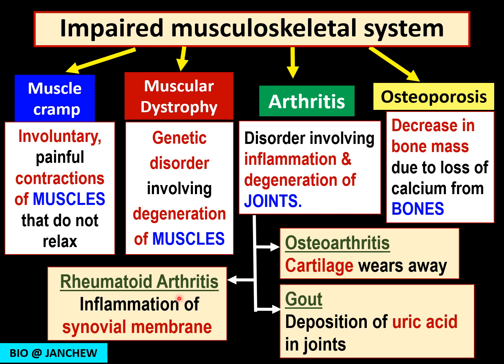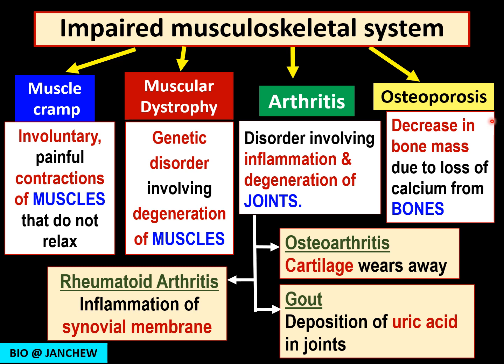Now the second type of arthritis that we need to study is rheumatoid arthritis, which is actually the inflammation of the synovial membrane that surrounds the joint and secretes the synovial fluid. Thirdly, another form of arthritis is called gout, which involves the deposition of uric acid crystals in the joints like the big toe. So these uric acid crystals are very sharp and needle-like, and they prick the tissues at the joint. So it's very painful when a person gets gout.